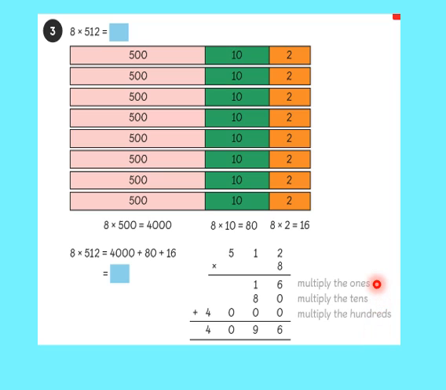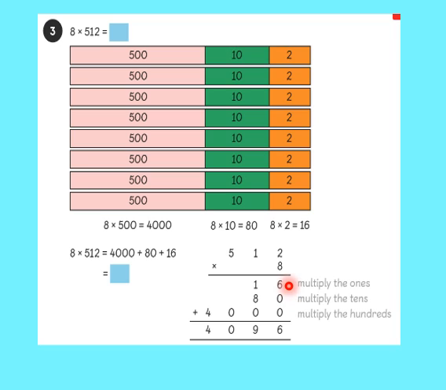So as always, we're starting with our ones. So we're going to multiply the ones. So 8 times 2 ones will give us 16. So we've written that here. 8 times 10 will give us 8 tens or 80. So that can go here. And then 8 times 500s. Well, I know 8 times 5 is 40. So 8 times 500s will be 40 hundreds or 4,000.